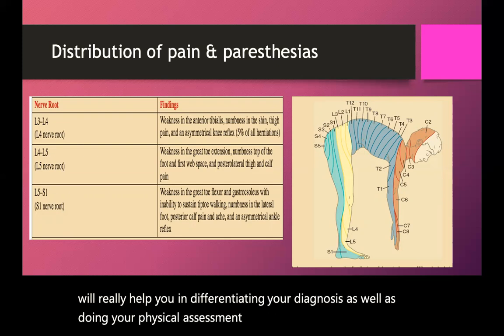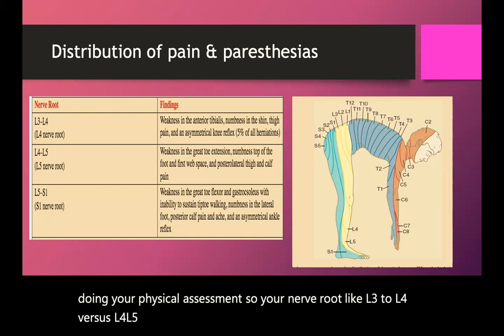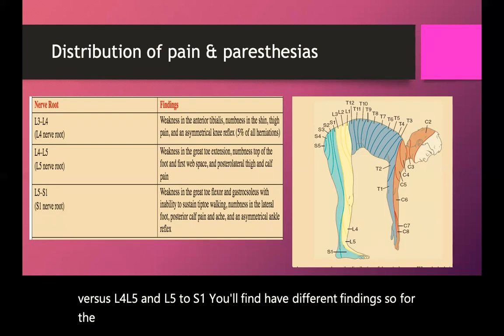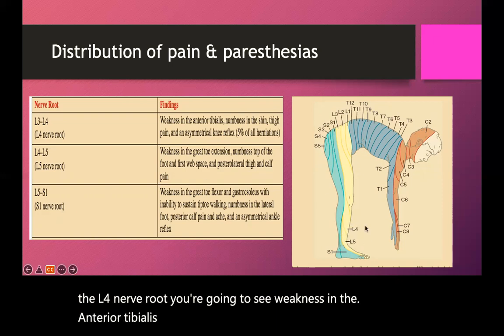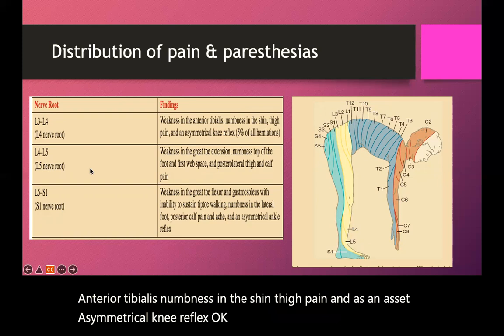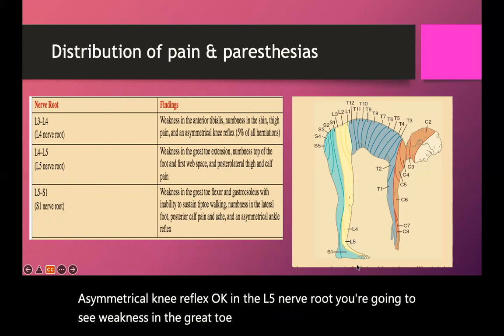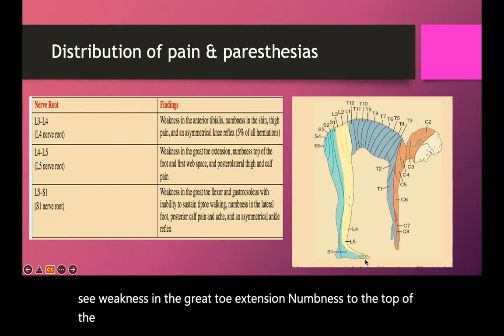So your nerve root, like L3 to L4 versus L4 to L5, and L5 to S1, you will have different findings. For the L4 nerve root, you're going to see weakness in the anterior tibialis, numbness in the shin, thigh pain, and an asymmetrical knee reflex. Okay, in the L5 nerve root, you're going to see weakness in great toe extension, numbness to the top of the foot and first web space, and posterior lateral thigh and calf pain.